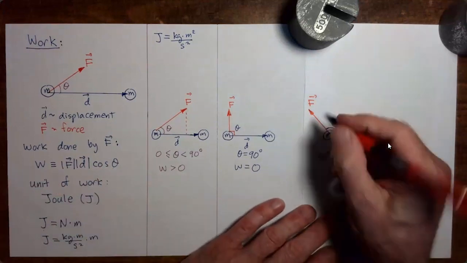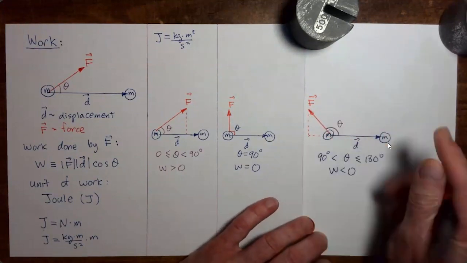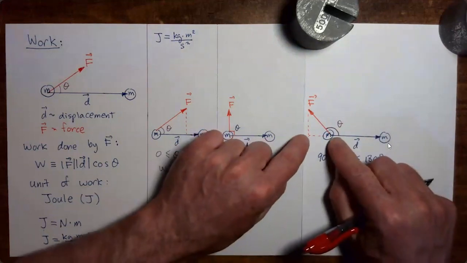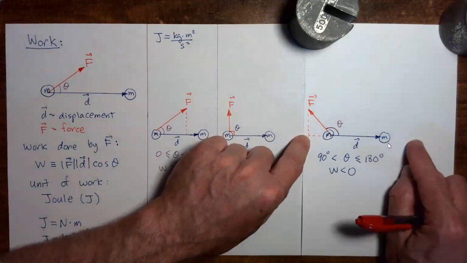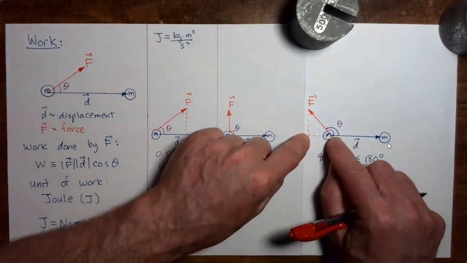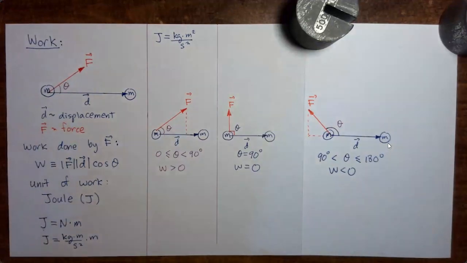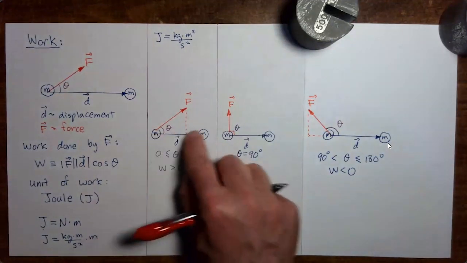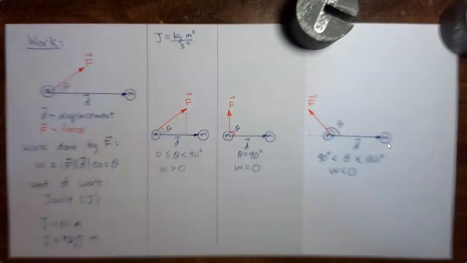Okay, so what is happening in this case? Well, again, I have drawn the mass going to the right. In this case, the force has a leftward component. So the mass is going to the right. The force has a component opposing the motion. It is doing negative work. Okay, so when the force is helping, it does positive work. When it's neutrally pointing off to the side, it does zero work. When it is opposing the motion, it does negative work.